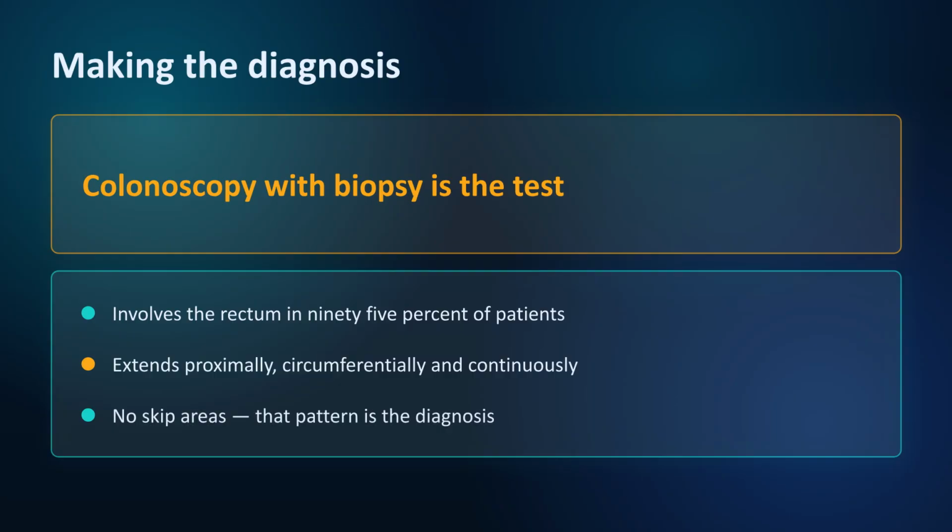Say that again. No skip areas. That unbroken pattern, starting at the rectum and moving up without interruption, is itself the diagnosis. If the endoscopist describes normal mucosa between patches of inflammation, you are looking at Crohn disease, not ulcerative colitis. One caveat. Treated disease can produce apparent rectal sparing, so ask about prior therapy.